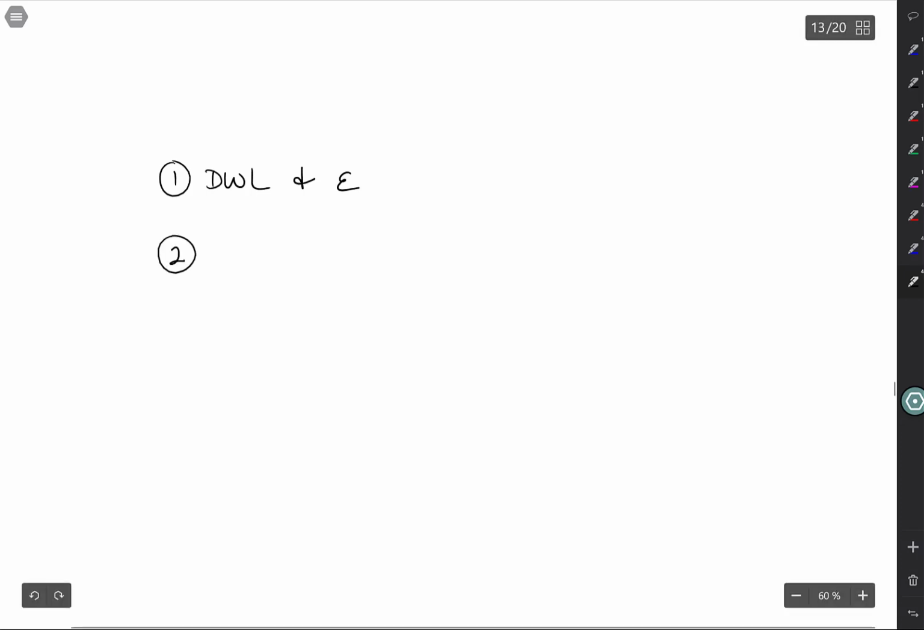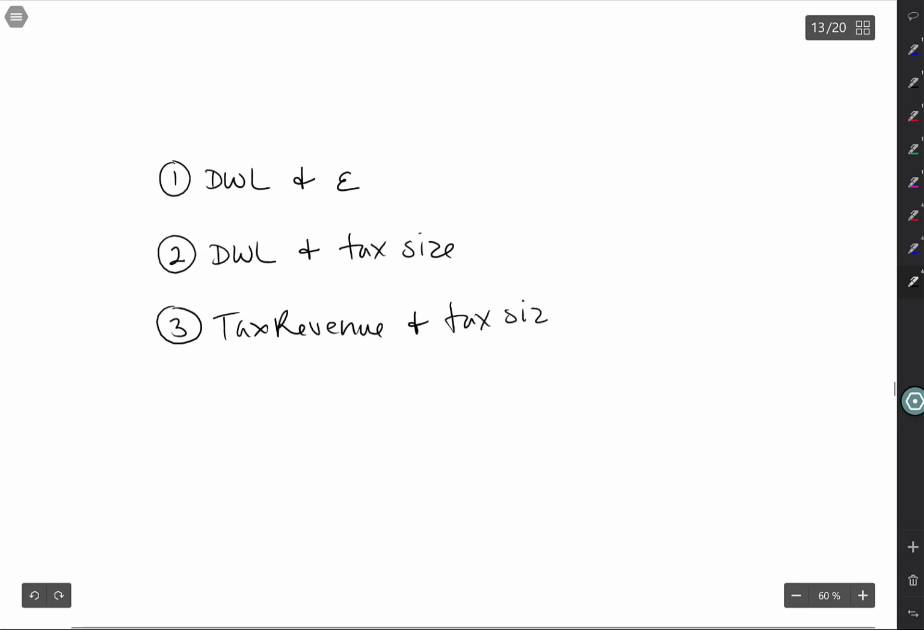2, the relationship between deadweight loss and the size of the tax. And 3, the relationship between tax revenue, how much the government raises from the tax, and the size of the tax. By the way, this will give us something known as the Laffer curve. So it's related to the Laffer curve. We'll come back to the Laffer curve pretty soon.